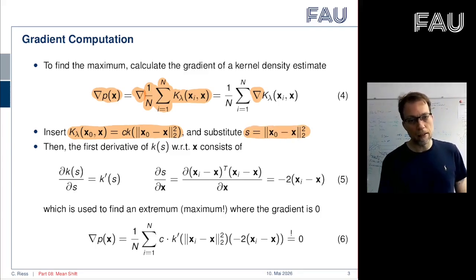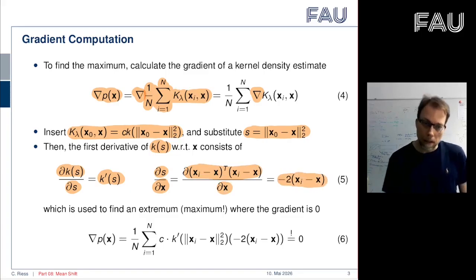And then we can calculate the first derivative of that kernel profile with respect to x. So if we take the derivative of the kernel profile with respect to s, then we need the derivative of the kernel profile of s, but we also have to apply the chain rule. So s derived with respect to x is just that squared Euclidean function derived, and this is minus 2 times xi minus x.